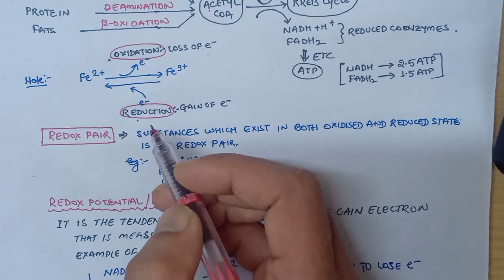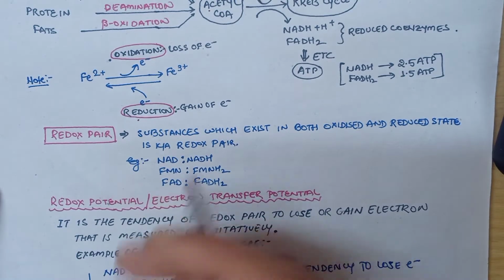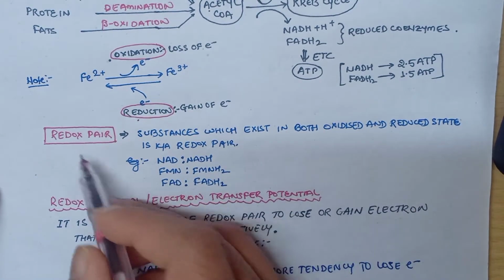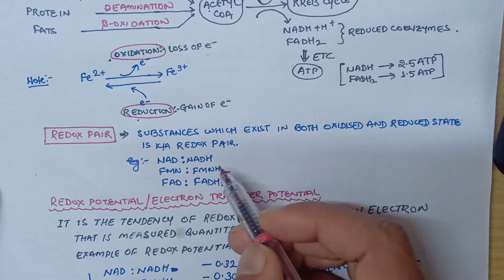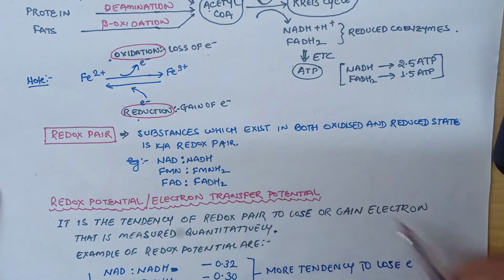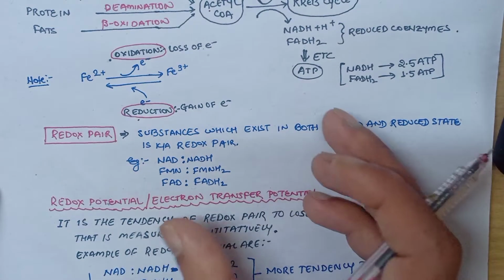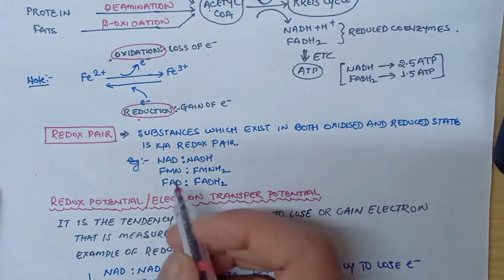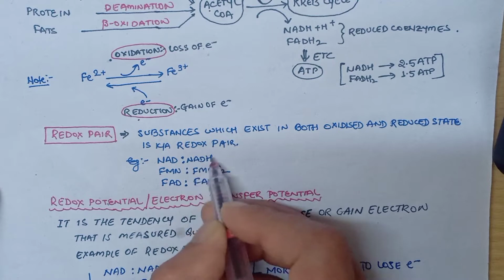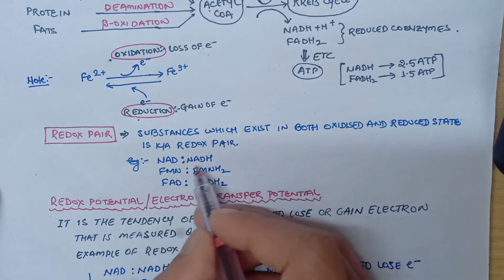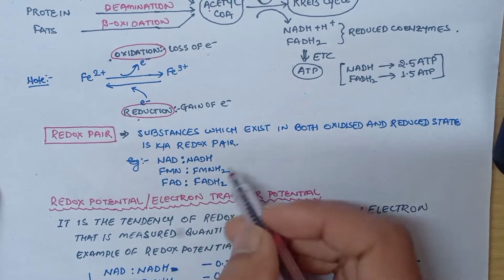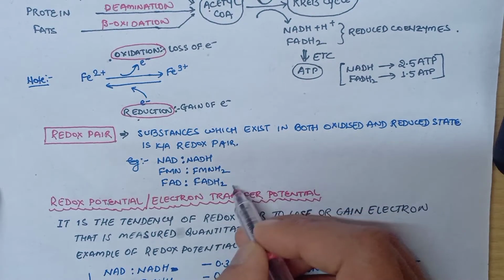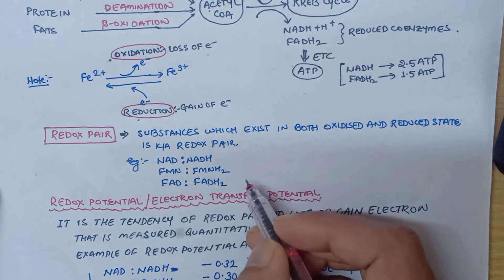Now we'll talk about redox pairs. So what are redox pairs? Redox pairs are substances which exist in both oxidized and reduced states. For example, NAD and NADH, FMN and FMNH2, FAD and FADH2. So these are redox pairs, where they exist in both oxidized and reduced states.